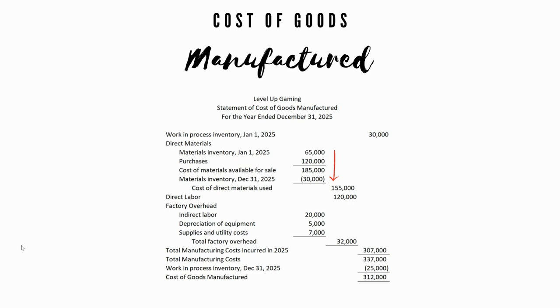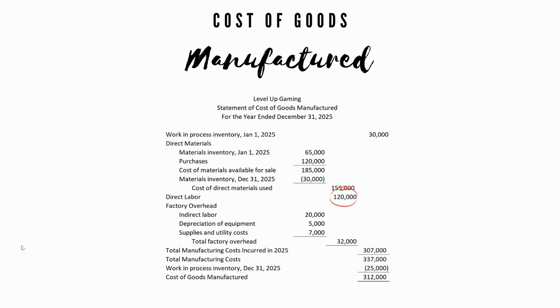Next up, we're going to add up the direct materials going down this line. First, we're going to start with materials inventory at the beginning of the year, which was $65,000. To that, we're going to add purchases, which we have at $120,000. This is going to equal the cost of materials available for sale. From there, we're going to subtract the materials inventory at the end of the year on December 31st, 2025 to come to the cost of direct materials used, in this case, $155,000.